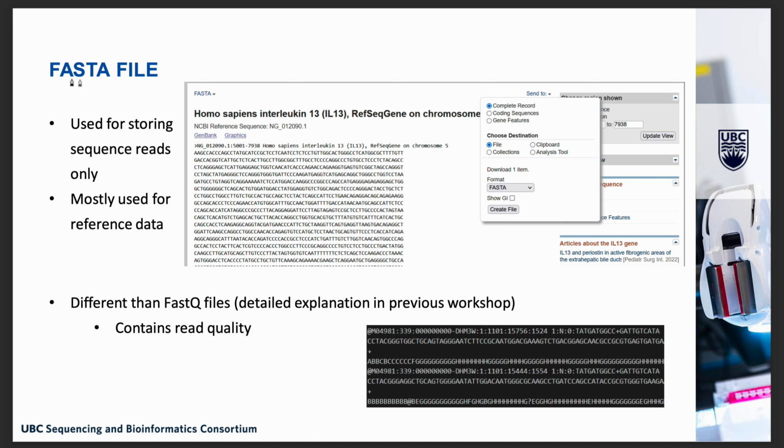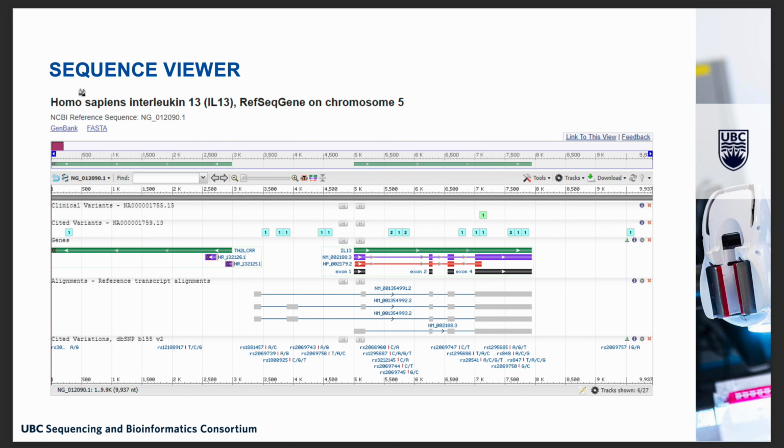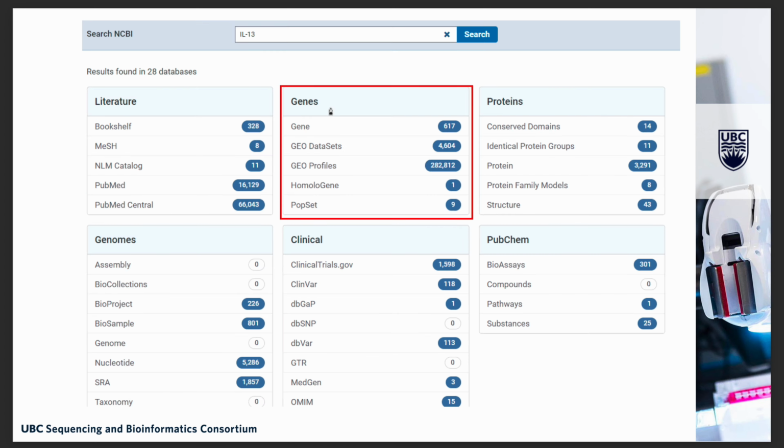As we know, the FASTA file format is used for storing sequence read only, and this is most commonly used for reference data sequences. Moving ahead, if we take the sequence viewer, we can see the Homo sapiens Interleukin 13 on chromosome 5. Here are the clinical variants, then we have cited variants, and then this gene, and here are the different alignments for reference transcript alignments with the gene.